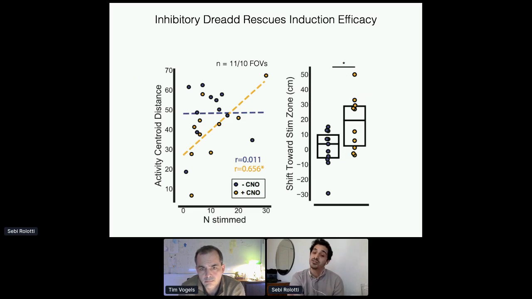Importantly, though, relieving inhibition here in yellow via CNO DREADD activation partially rescues BTSP efficacy in a manner that is again dependent on the number of cells stimulated, suggesting that this weak relief of inhibition is still not enough to overcome the strong recruitment of local interneurons in higher density cases. So these manipulation results really strongly implicate local inhibition in mediating BTSP induction.